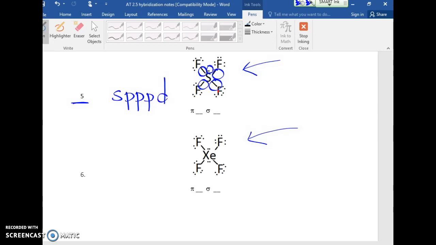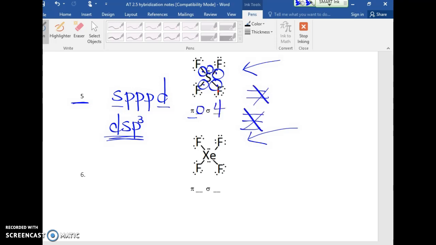Of course, formally I write this as being dsp3, and we put the D in front. That's the hybridization. Well, how many pi bonds are there? Well, guys, there are no double bonds, no triple bonds, so there are no pi bonds. I have 1, 2, 3, 4 single bonds, so 4 sigmas.